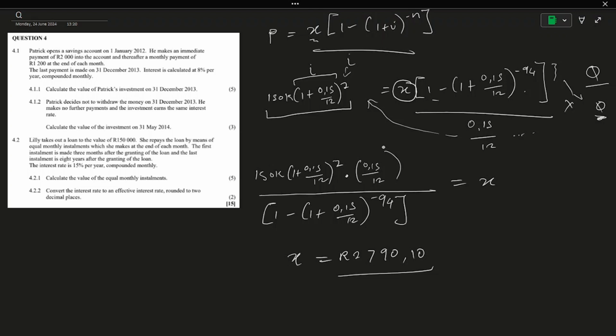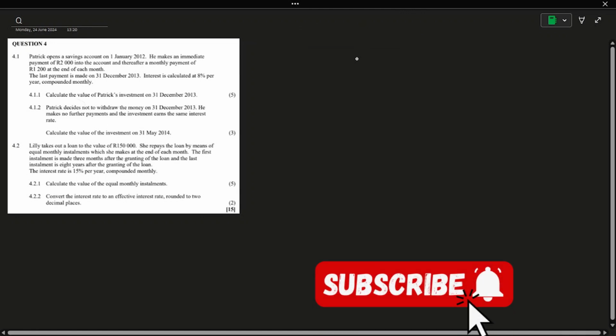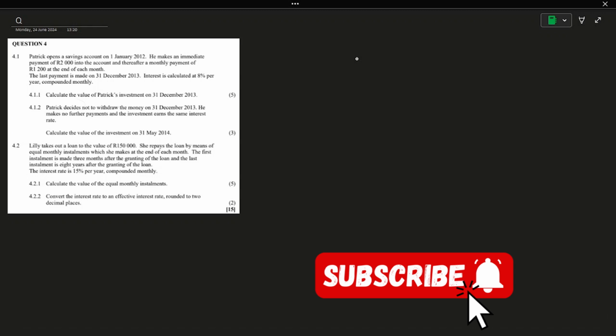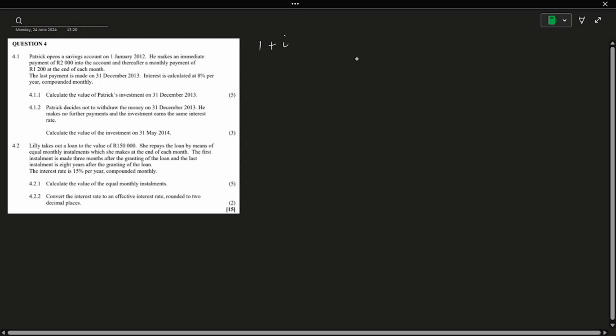So we can go to 4.2.2. All right, 4.2.2 says, convert the interest rate to an effective interest rate rounded to 2 decimal places. These are the easy marks that you should not miss. So how do we get the effective interest rate? We just say 1 plus i effective equals 1 plus i divided by n, all to the power of n.